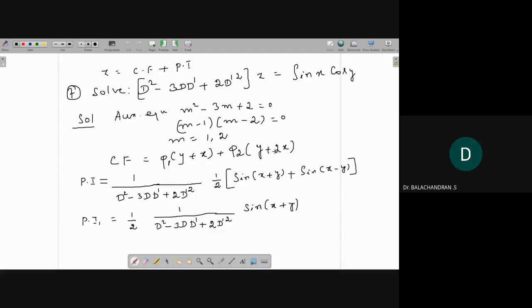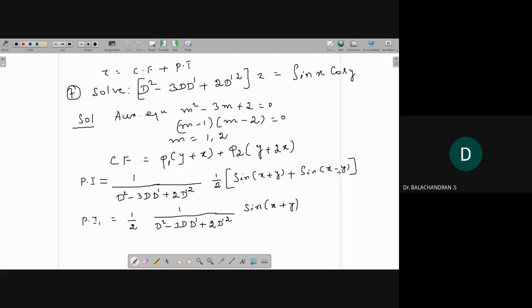So next we need to find the particular integral, that is equal to 1 by d square minus 3d d dash plus 2d dash square. The right hand side function is of the form sin a cos b. So 2 sin a cos b is sin of a plus b plus sin of a minus b. So here 2 is not here, so 1 by 2 into sin of a plus b, sin of x plus y, plus sin of a minus b, sin of x minus y. So again you need to split into two PIs. One is PI1, and PI2 is 1 by 2 into sin of x minus y.